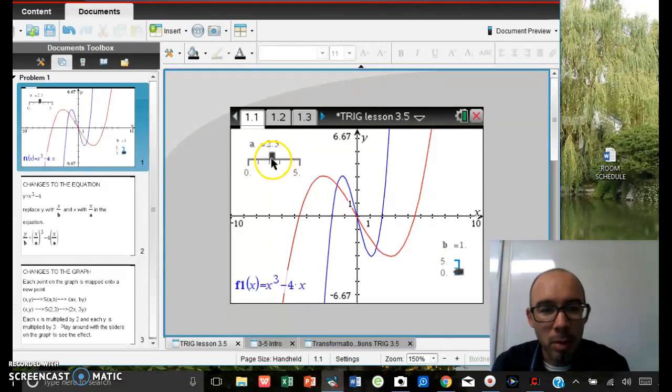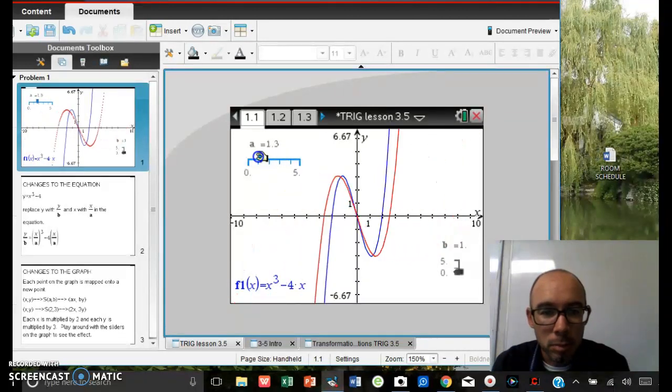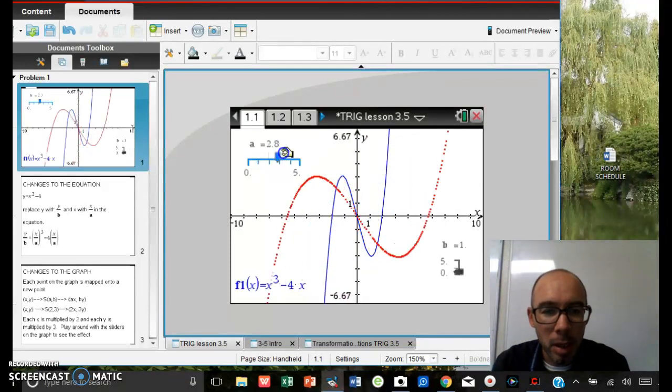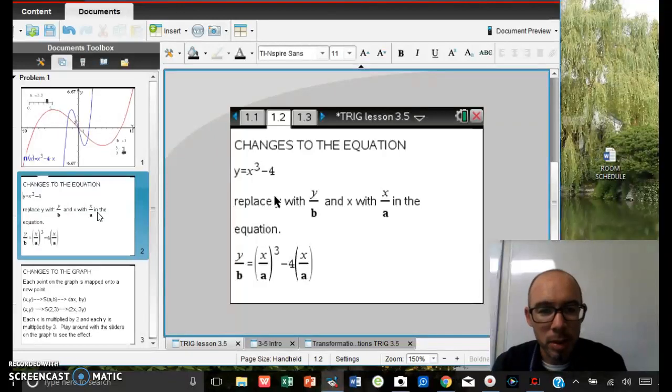If I fiddle here with A, let me move B back to kind of a normal place. If I fiddle with A, right now it's at 2.3, and you can already see that the red is stretched out further than the blue one is. So if I make A bigger, we can see the red line stretching out even further in a horizontal direction. And as I decrease A, 1.3, 0.8, and now it's smaller, it's skinnier than the blue one. So you can see that multiplying by A also has the same effect as multiplying B, but just in the opposite direction.